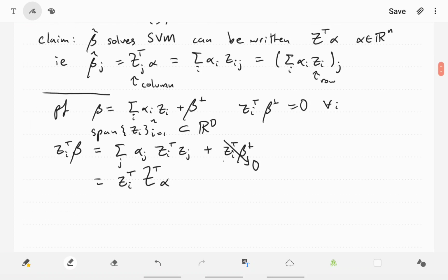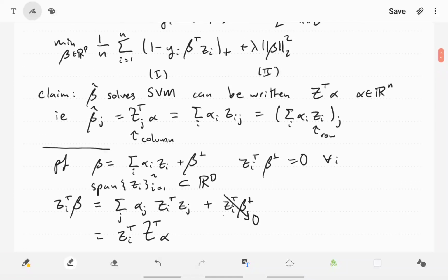And so if we think about our objective, we can see that this implies that our beta orthogonal does not impact the first term here, the data-driven objective. The hinge loss is not impacted by the selection of beta orthogonal. Now let's look at the impact of the beta orthogonal component on the regularizer term, this ridge regularization term.